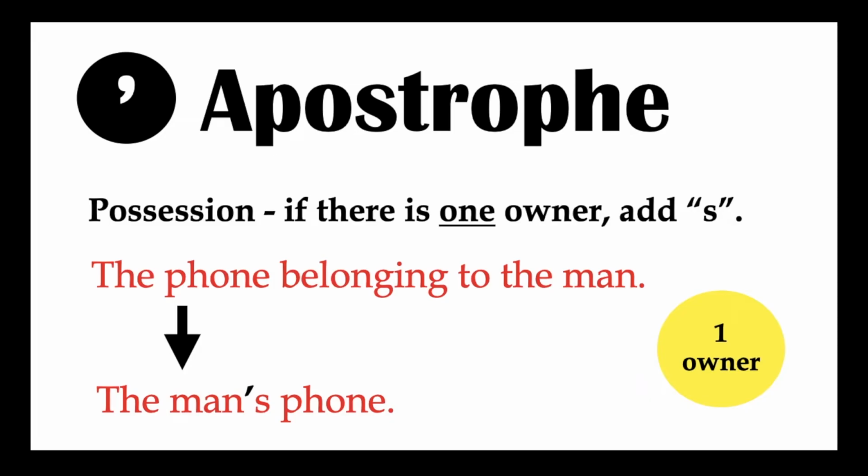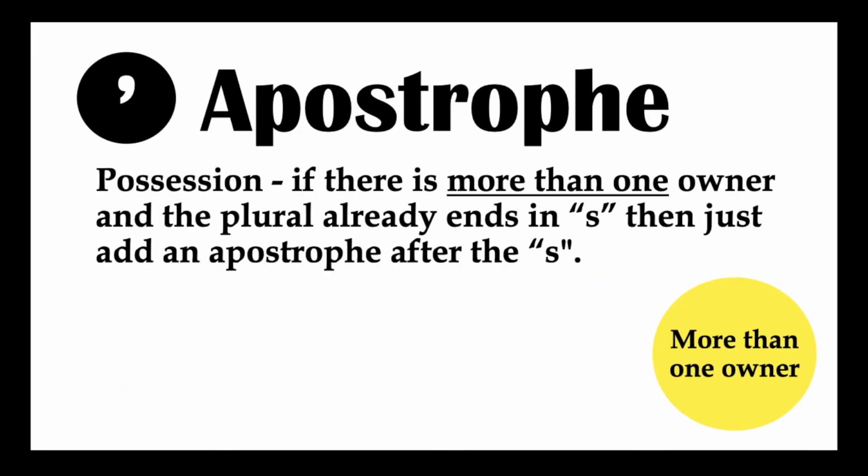So what happens if there is more than one owner? If there is more than one owner, you need to consider the plural that is being used. If the plural ends in the letter S, then you just need to add the apostrophe after the S. Let's take a look at an example.